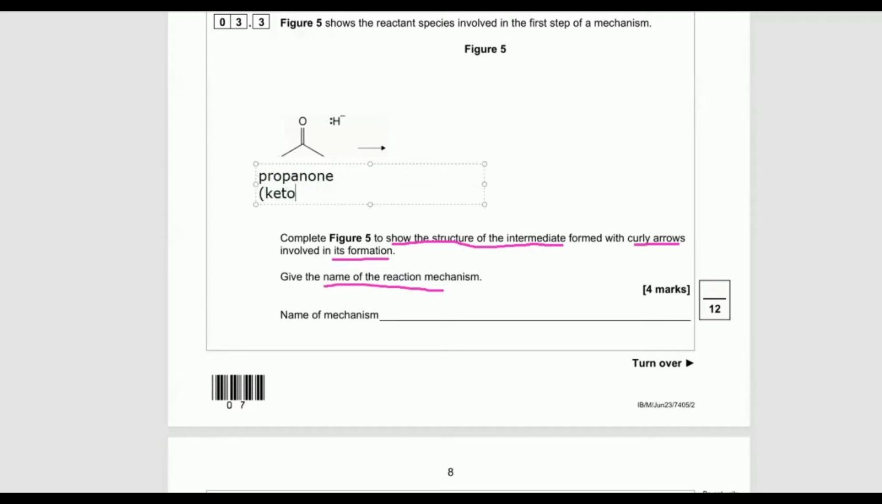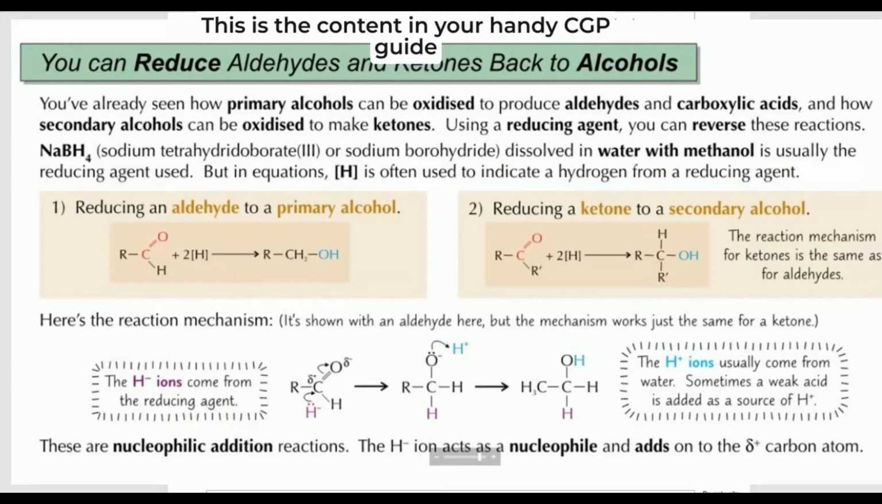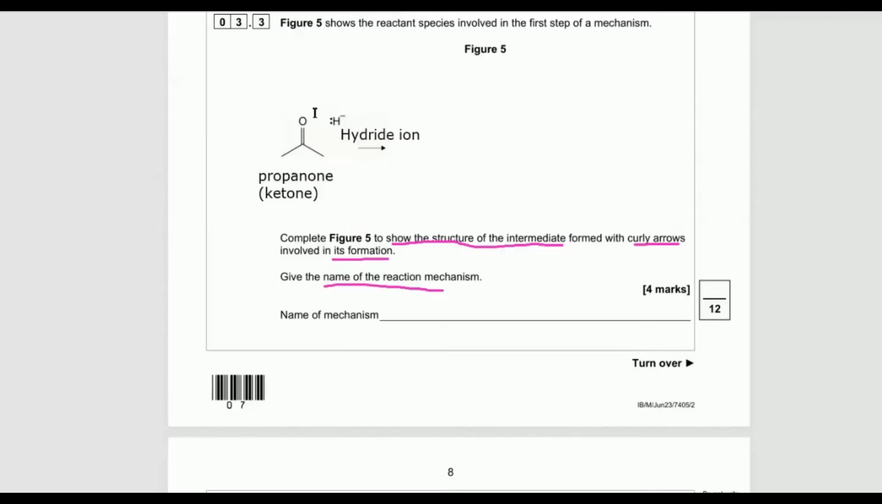So this is propanone we're dealing with. Pause the video, have a go, obviously. And that's a ketone. Now, you need to know your reactions of ketones, and we can reduce aldehydes and ketones. It's part of your carbonyl compounds content, and this is a hydride ion. Okay, so it's a hydrogen atom that's negative. We always know hydrogen ions are normally positive. This is a negative hydrogen ion.